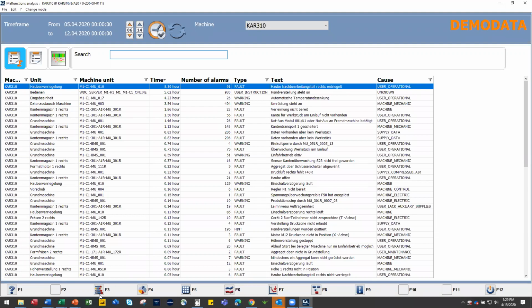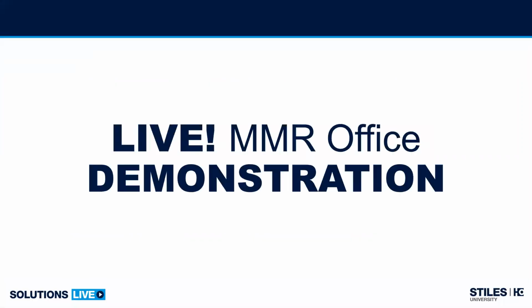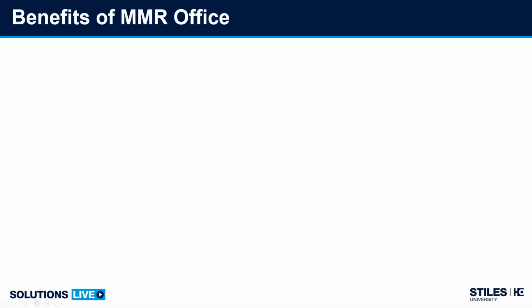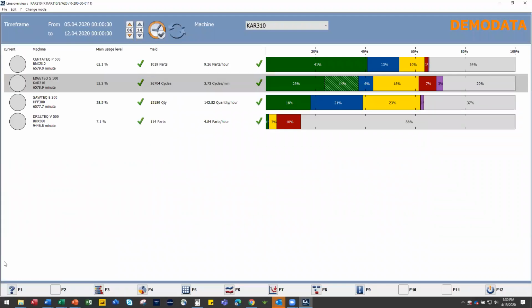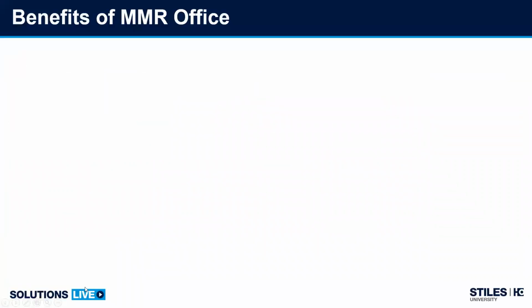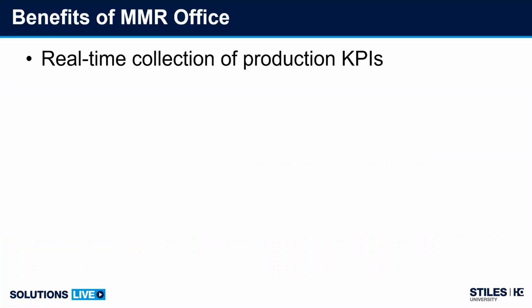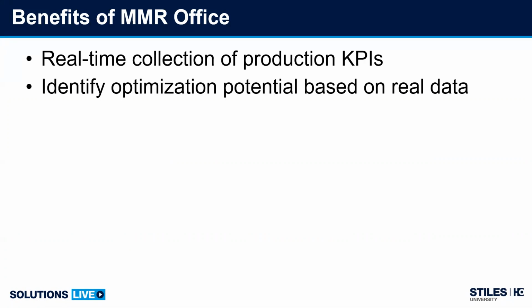So that is MMR. I'm going to pop up my little presentation again here. Oh, it just went away on me. There we go. So again, the benefits of MMR Office: you're doing real-time collection of production KPIs, those key performance indicators. And I showed you it was last week's production data, so you have that history and can look back on that. Identify optimization potentials based on real data. So we just walked through that.